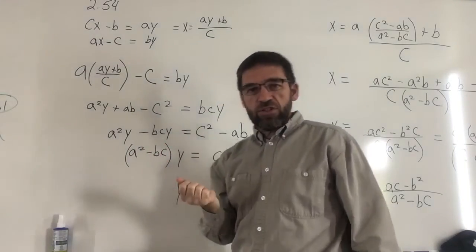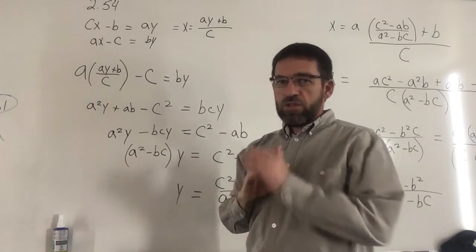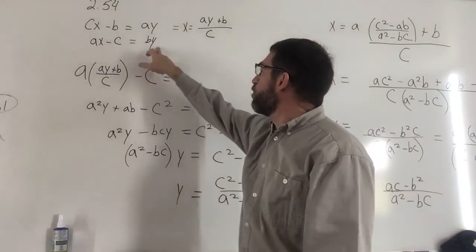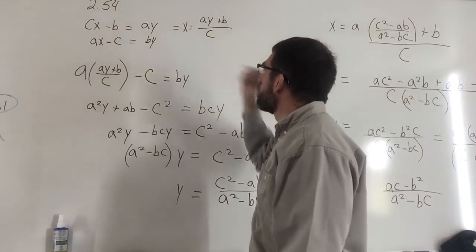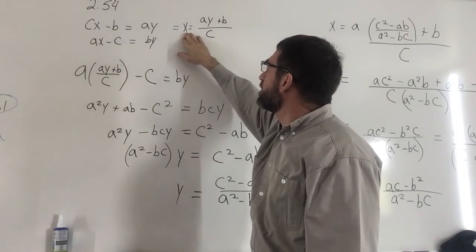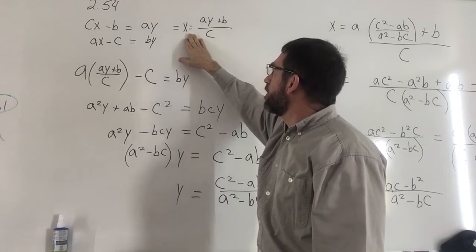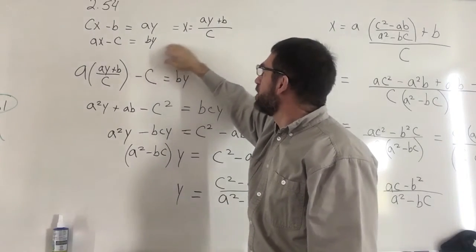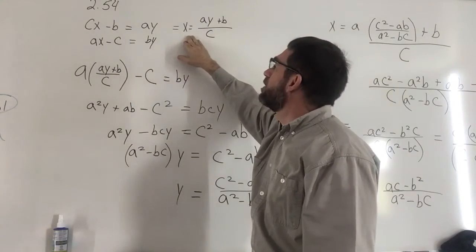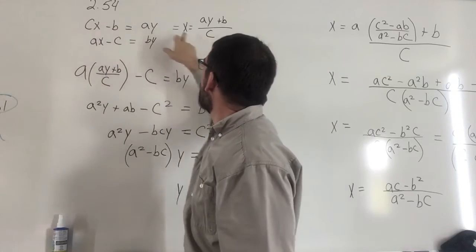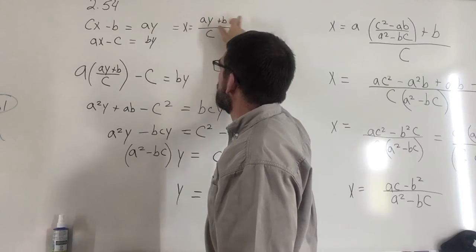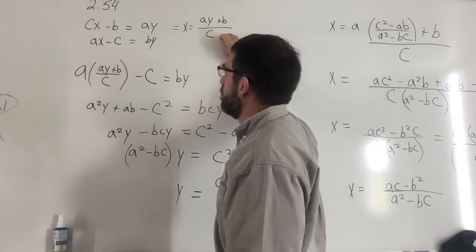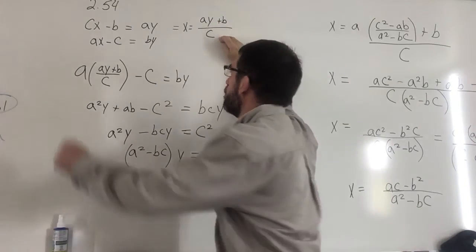But treat them just like they would be numbers, except for x and y. X and y you're trying to solve. So automatically I isolated the x out here in this equation, and so I substituted x. I took x out of here, brought it over here, and it equals ay plus b with c on the bottom. Okay, you see what I did?